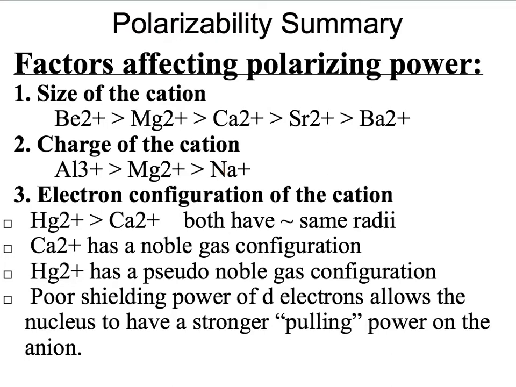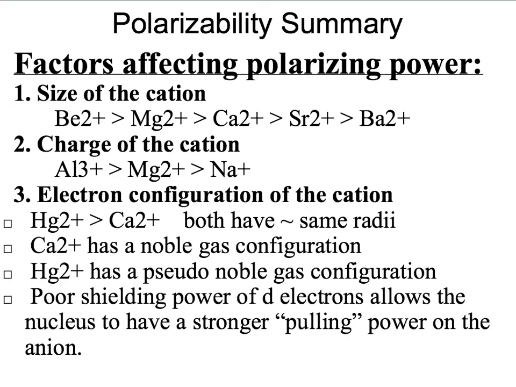The other thing that will have an influence here is the electron configuration of the cation. This is something we did not put a very large emphasis on in class. But if we think about mercury ion versus calcium ion, they both have about the same radii, but calcium has a noble gas configuration. And if we look back to our last slide, if we're not in a noble gas configuration, you do have a greater ability to polarize.